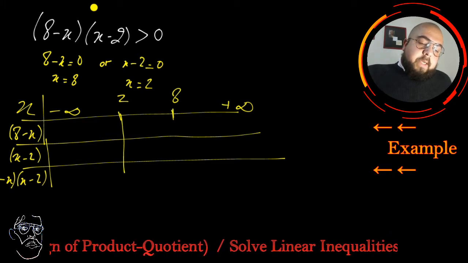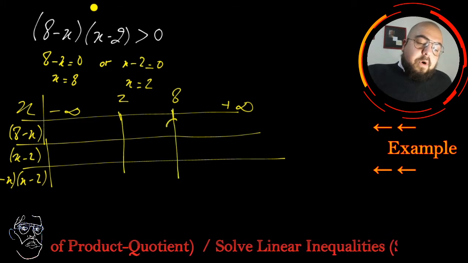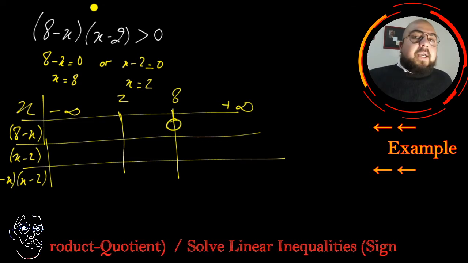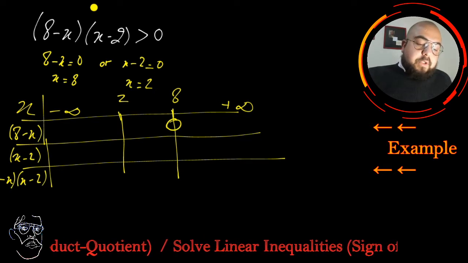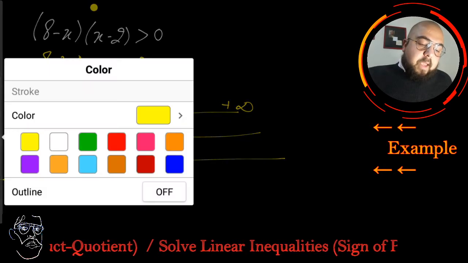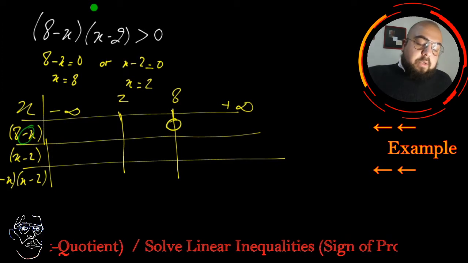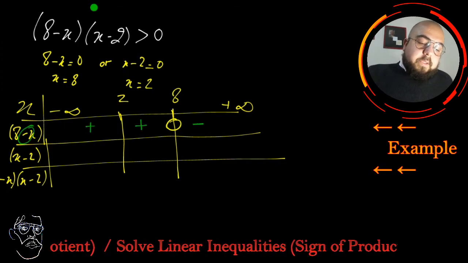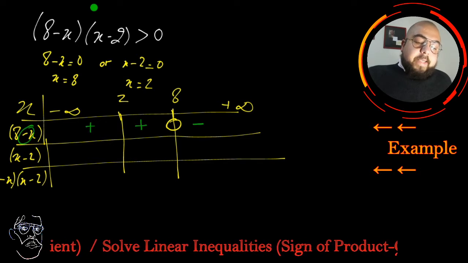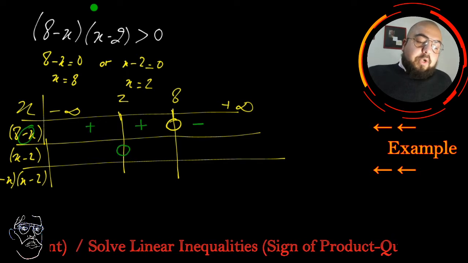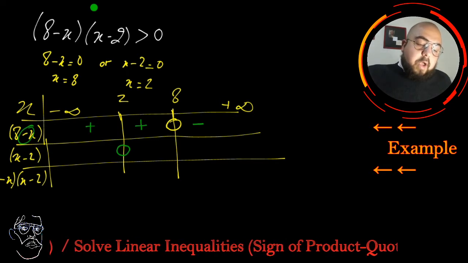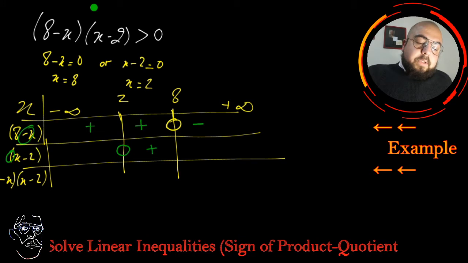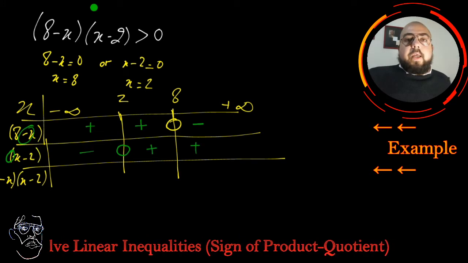Alright, 8 minus x will be equal to 0 for 8. On the right side, you have to check the coefficient of your x. So it's minus 1, so it will be negative, positive, positive. x minus 2 will be 0 for 2. You have to check the sign of the coefficient of x. It's positive, so positive on the right side, negative on the left side.